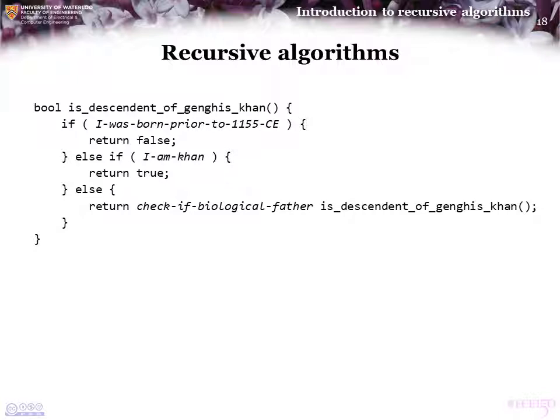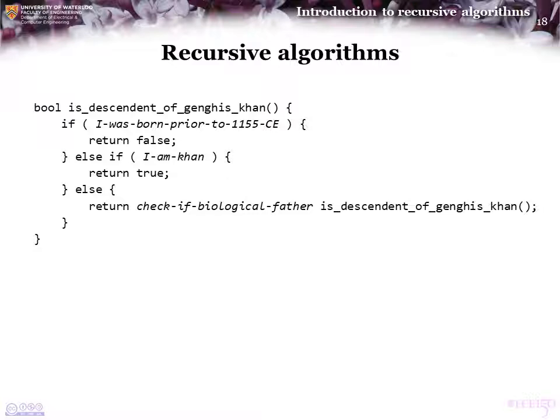So, finally, here's pseudo C++ code for determining if someone is a descendant of Genghis Khan. So, if I was born prior to 1155 Common Era, then return false. If, however, I am Khan, then we will return true. And both of these are the base cases. As we can see, there may actually be very many base cases, as there may be very many people born prior to 1155 Common Era.